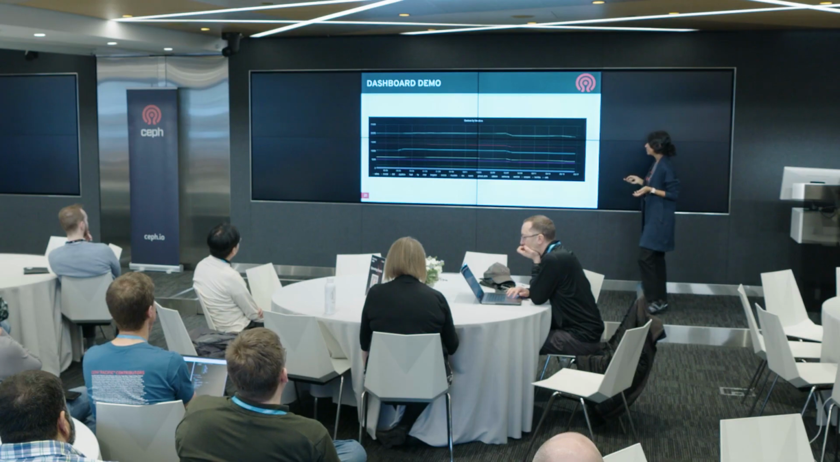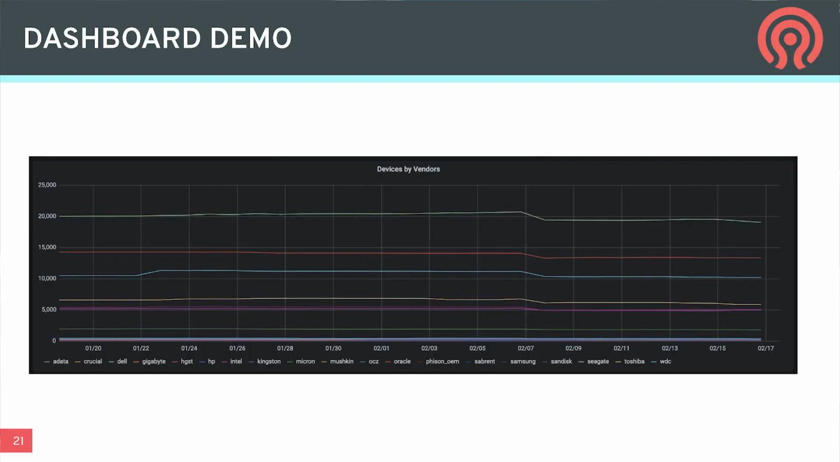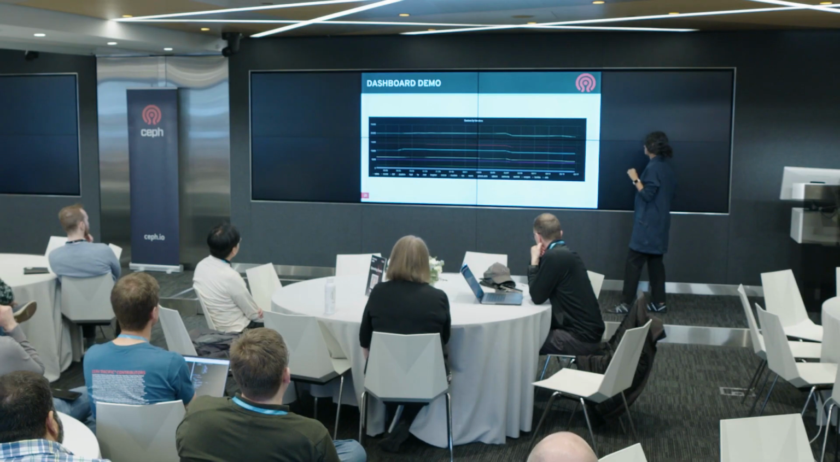With the device data, we can see the breakdown by the popular vendors out there in the wild, and we can see that currently Seagate is the most popular vendor that users are deploying their drives. And right after that, I believe, are HGST and Western Digital.